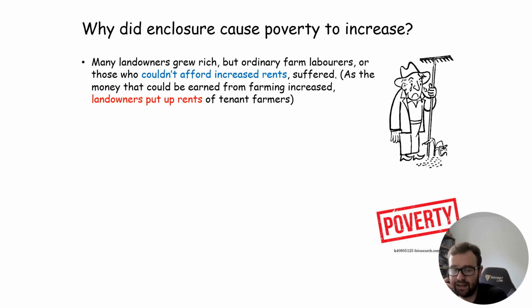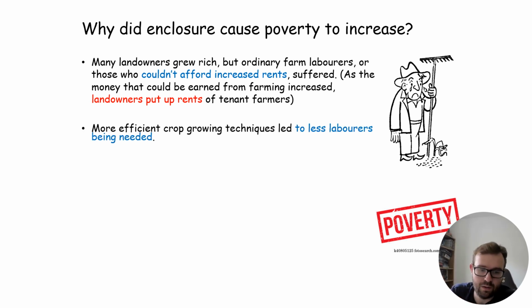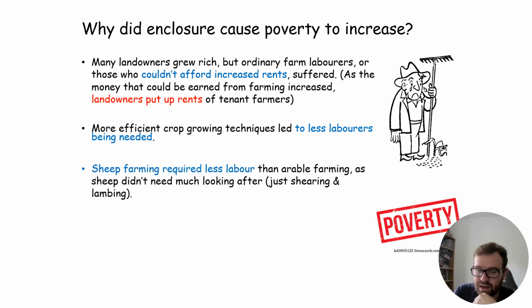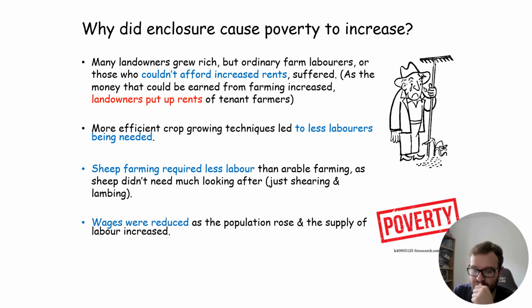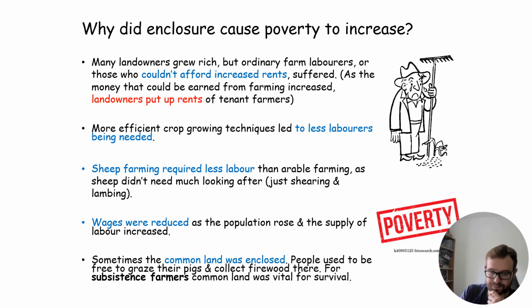So as the money that could be earned from farming increased, landowners put up rents. More efficient crop growing techniques led to fewer labourers being needed, and sheep farming required less labour than arable farming, as sheep didn't need much looking after, as we looked at before, and wages were reduced. As the population rose, the supply of labour increased as well.